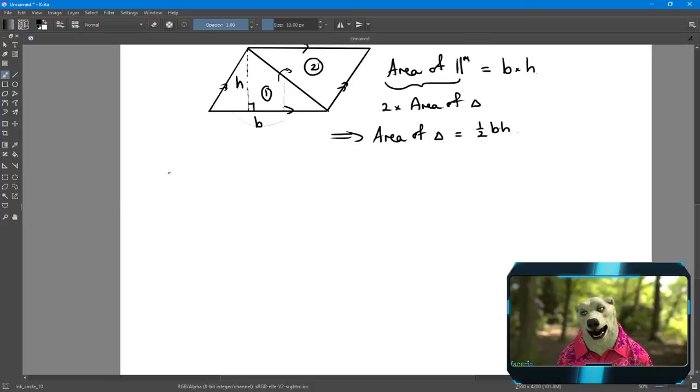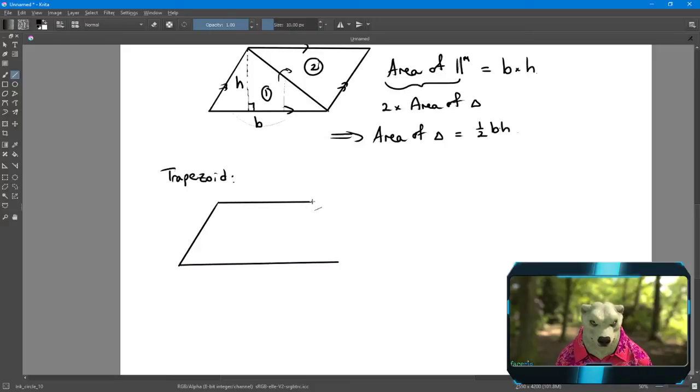Next up is a trapezoid. Let's draw the trapezoid. This is sort of the classic one I think of. What do I need to know here? Well, I need to know the length of the two parallel sides, and I need to know the distance between them, which I'm going to call the height. Why do I call it the height?